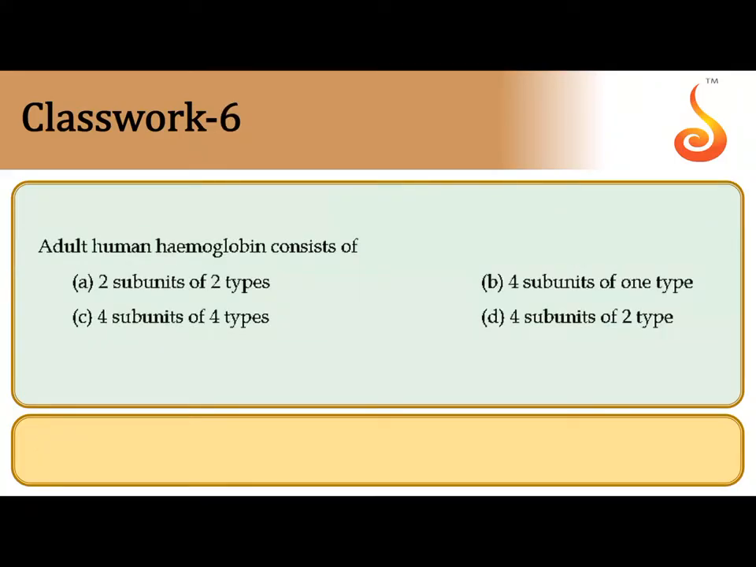Adult hemoglobin has 4 subunits of 2 types. Out of the 4 proteins that it has, 2 of them are referred to as alpha and 2 of them are referred to as beta.